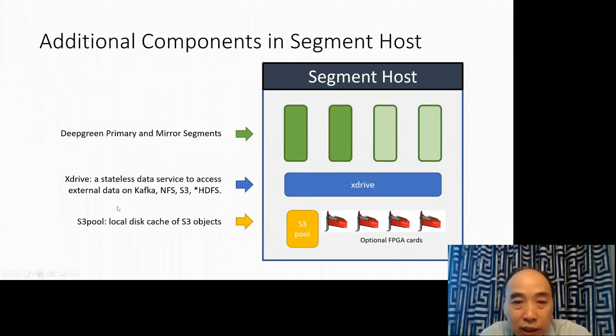The S3 pool is essentially a local disk cache. So we can avoid hitting AWS if we find the data in the local cache. I think you can find more talk about this with Snowflake, and they do something like this too. Going to S3 all the time is very expensive, but if you have a local cache, it's faster and also less expensive.